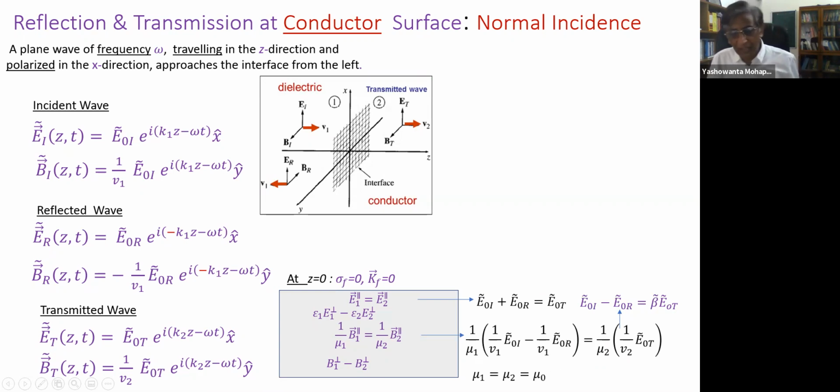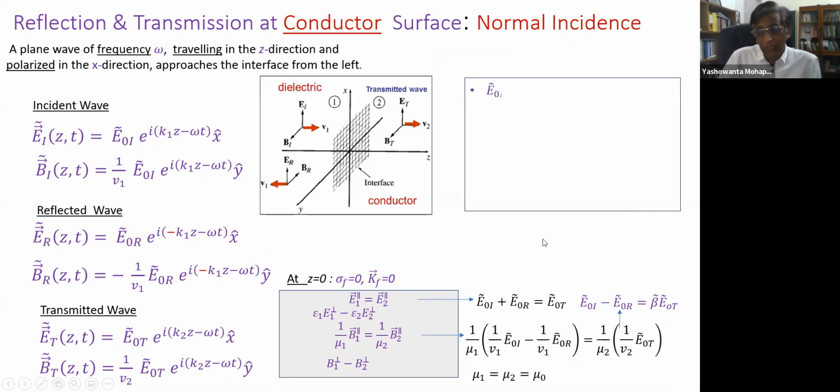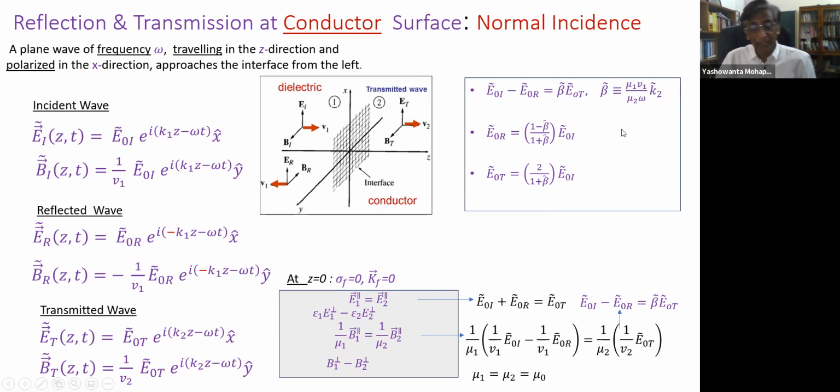Of course, in non-magnetic material, we typically take mu1 and mu2 equal to mu naught. That makes life simple. Both are non-magnetic. Then EOI minus EOR is this beta tilde, which is nothing but mu1, v1, mu2, omega, but now K2 is complex because it is in the conductor, and hence beta is complex. The solution will look formally similar to alpha and beta as in the normal incidence case. We had done it for the dielectric case, but the formula looks similar, though this beta is now complex because K2 is lossy.